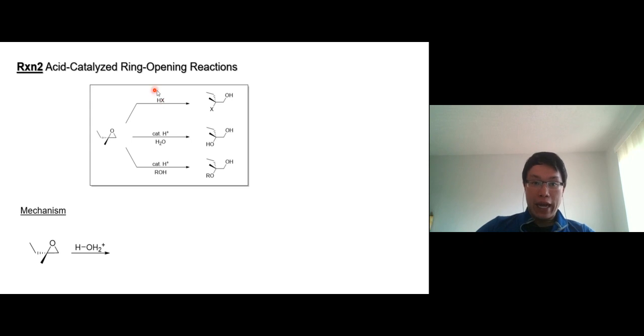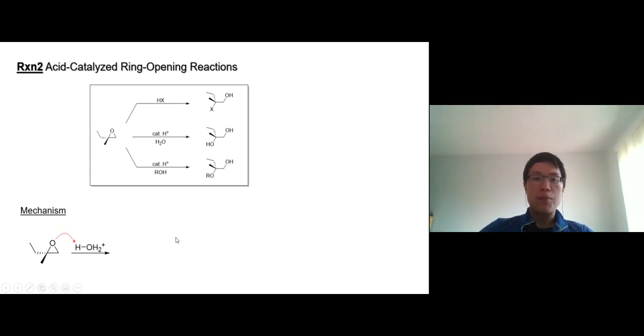Okay, so we have hydrohalic acids, so HBr, HCl, HI. We have water, we have alcohol. But one thing you should see is that X, which is going to be the nucleophile, water, a nucleophile, and alcohol, which is also a nucleophile, they all attach to the more substituted carbon. The more substituted carbon. All right, what happened? Let's take a look at the mechanism.